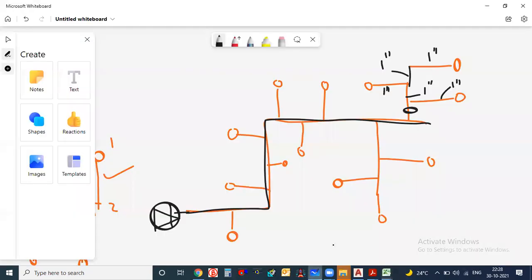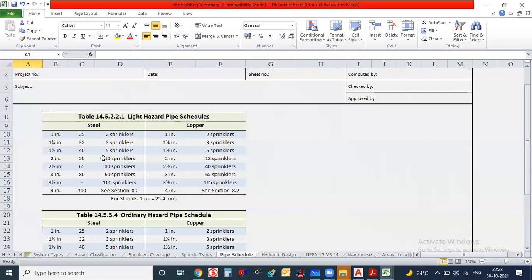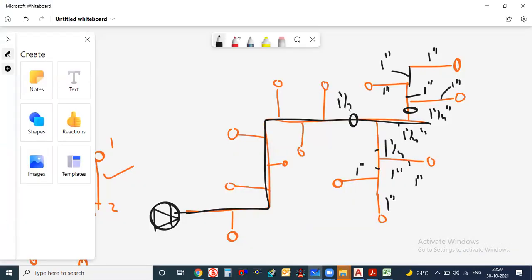So I will go with 1 1/4 inches. This is my 1 1/4 inches. This will also be 1 1/4 inches. The same thing will follow here also. 1 inch. This is also 1 inch. This is also 1 inch. This is also 1 inch. This is 1 1/4. Now, when you are going for this pipe section, 6 sprinklers are connected: 1, 2, 3, 4, 5, 6. You need to check for 6 sprinklers. Like here, they have given 1.5 inch, 40 mm. I will go with 40 mm, 1.5 inches. Then again, this is 1 inch. This is also 1 inch. All the singles are 1 inch.